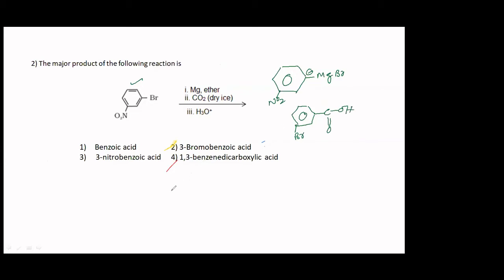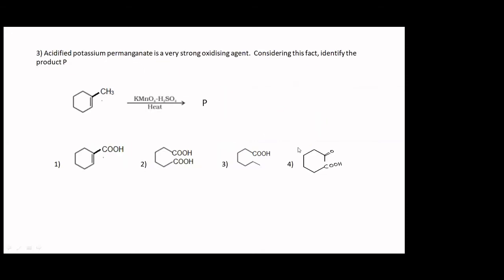3-bromo, bromine I have written. Nitro should be there. That's correct. 3-nitrobenzoic acid. This has to be the nitro, NO2. That's correct. So the correct option is option 3, right? Okay. Move on to the next question. This was also quite a simple one. Let's move on to the next question, which is like this.